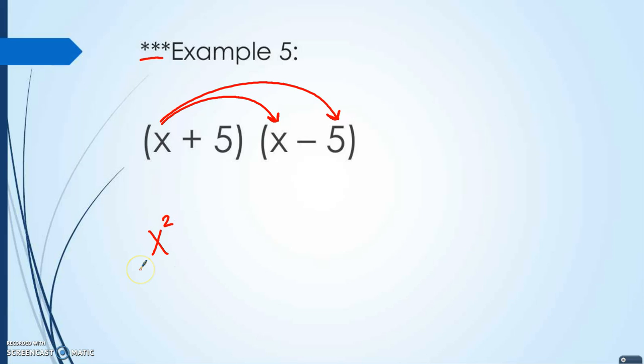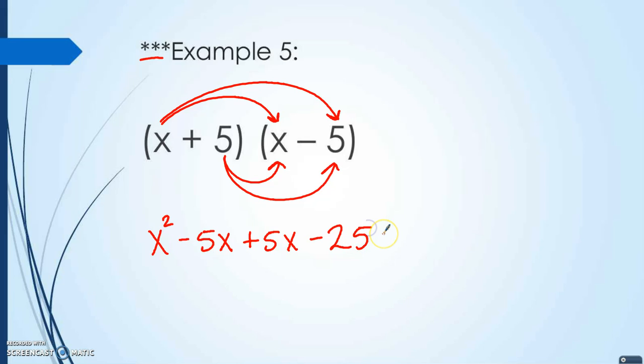You could put a 1 in front if you want, but you don't have to. X times negative 5 is negative 5x. Remember, there's a 1 here. So 1 times negative 5 is negative 5, and then the x just comes with it. Then we distribute this guy. So 5 times x, positive 5 times x is a positive 5x. And then 5 times negative 5 is negative 25. So we write those out. That's step 1, double distribute, FOIL basically.